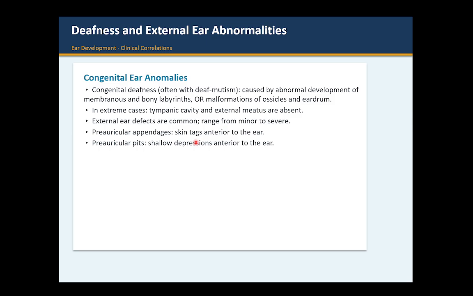Or malformations of ossicles, if the malleus and incus are not formed well, or there are problems with the eardrum. In extreme cases, the tympanic cavity and external meatus are absent, but this is very, very rare. The majority of congenital deafness is because of abnormalities in the membranous labyrinth or malformation of ossicles and eardrum.